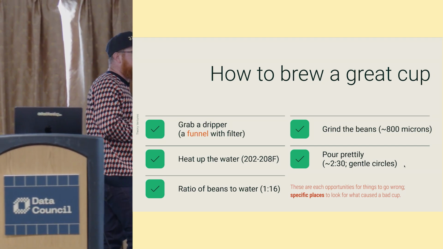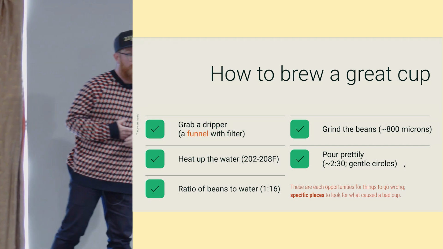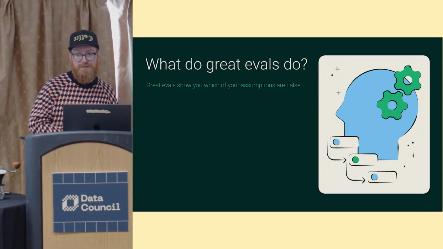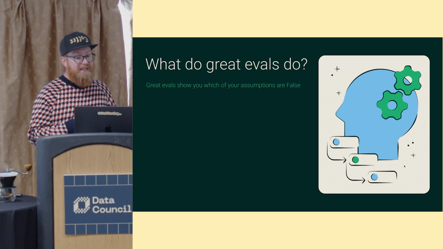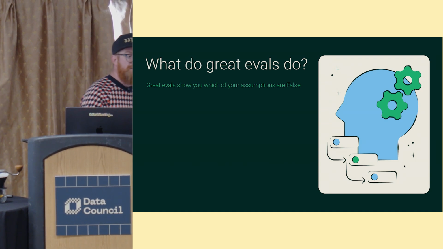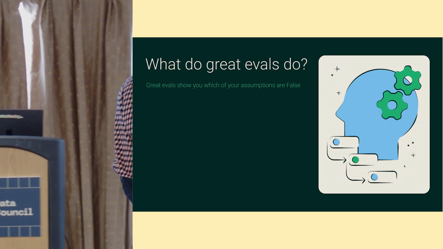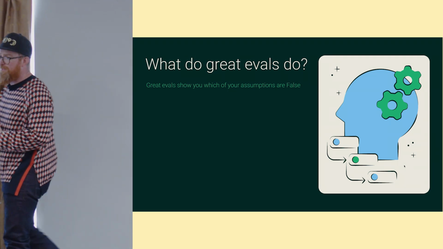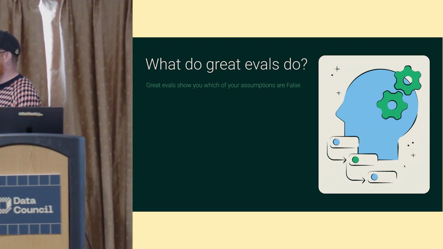But I want to be really explicit, first off, about what great evals actually do for AI applications, and especially so. They tell you which of your assumptions are false. That's what actual evals are for. Do you assume that the agent is going to output in the format that you hope? Well, an eval is a way to find out.